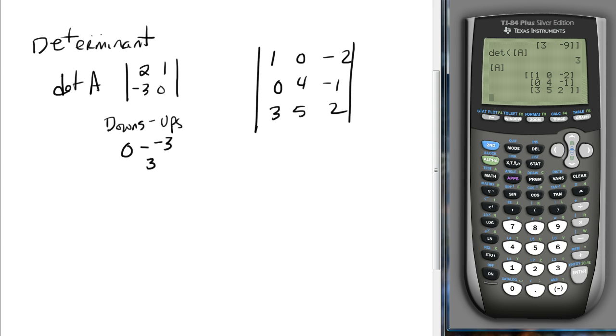Now I want the determinant of A. So I already typed it in up here, but you can either press math, matrix math, or I can just go second enter twice. Hit enter. The determinant of A is equal to 37.